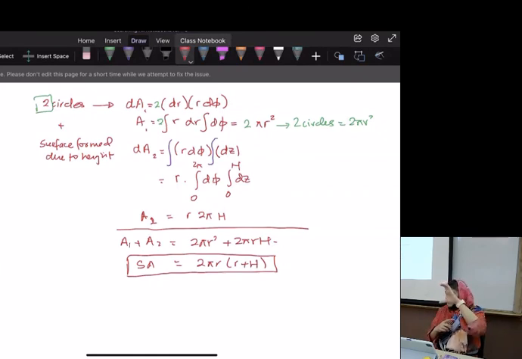As long as you can remember that, you remember pi r squared, so two circles is 2 pi r squared. And then all we have to do is remember that we're still sweeping, but with a height. So this is what you should remember: two circles, a bunch of circles joined together. That's it. It's not any more complicated than that.